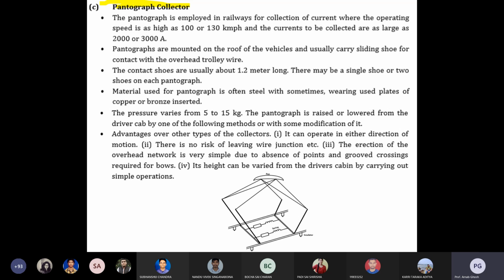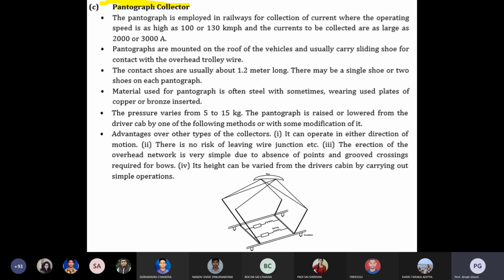So for any jerking, what happens? The pantograph is always touching your contact wire. So that's the difference between three things: one is trolley, next is bow, and third is pantograph. In the pantograph, the spring is there. It's a Z-shaped thing, Z shape or angle shape.